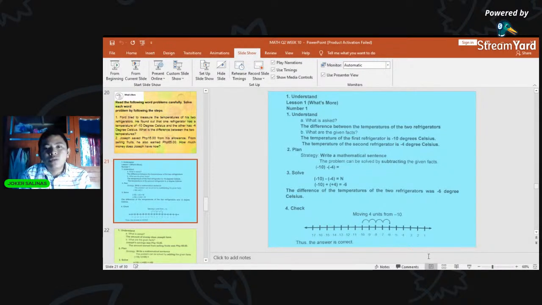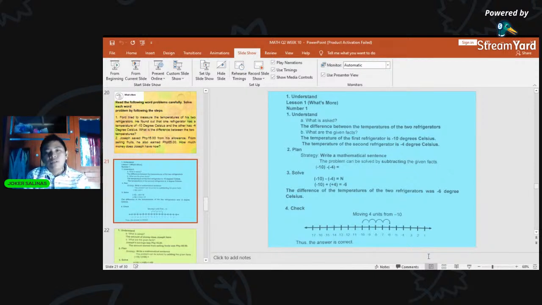First we need to know the steps that we're going to follow: understand, plan, solve, and check. To understand, we need to know what are the given facts and what is asked. What is asked is the difference between the temperatures of the two refrigerators. The given facts are that the temperature of the first refrigerator is negative 10 degrees Celsius, while the temperature of the second refrigerator is negative 4 degrees Celsius.